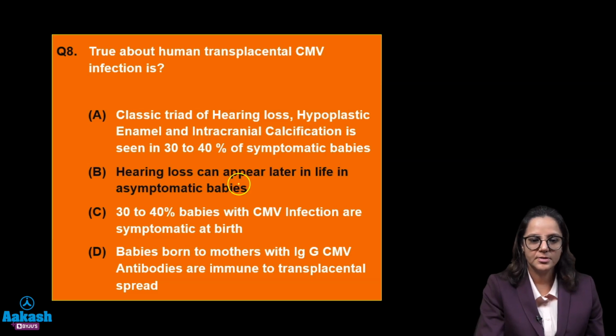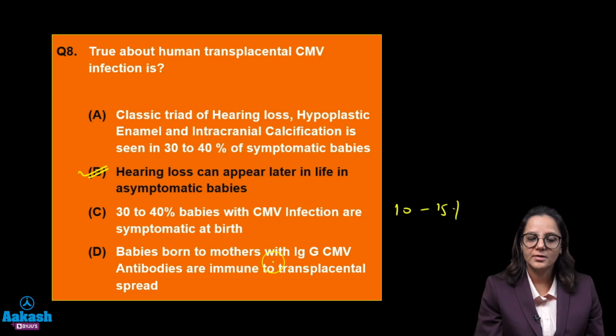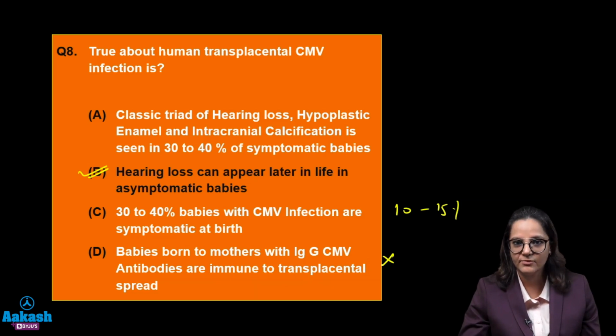Coming back to the options, classical triad is hearing loss, hypoplastic enamel, calcification. No. The clinical triad is jaundice, petechial rash, hepatosplenomegaly. Hearing loss can appear later in life in asymptomatic babies. Yes, it can. 30 to 40% of babies are symptomatic at birth. No. Only 10 to 15% were symptomatic, right? Babies born to mothers with immunoglobulin G CMV are immune to transplacental spread. No. Even if the mother has had a secondary infection, she can definitely transmit the infection to the baby, right?